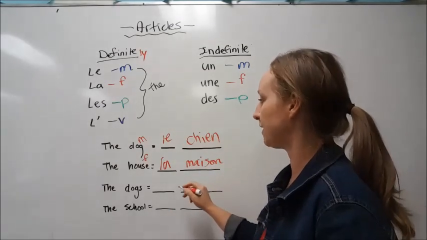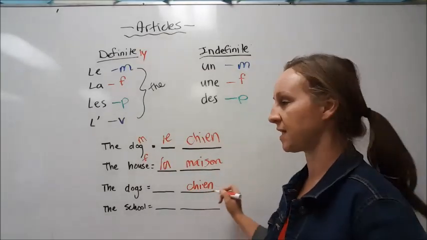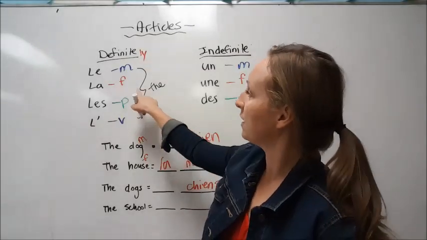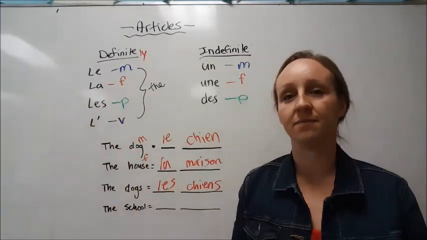Another nice thing is that, let's say there were dogs. Most French words, to make them plural, we just add an S. So if we need the plural form for dogs, for the, we come up here and we find les, and then we just write it next to the noun, les.